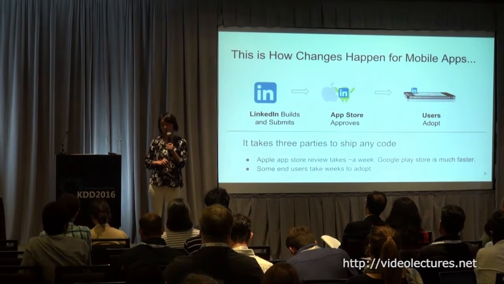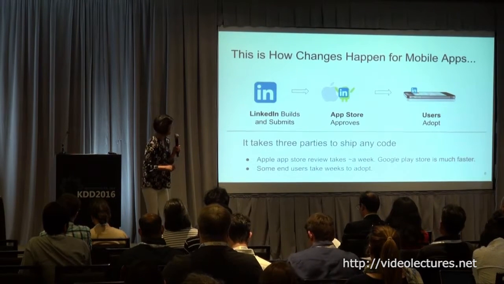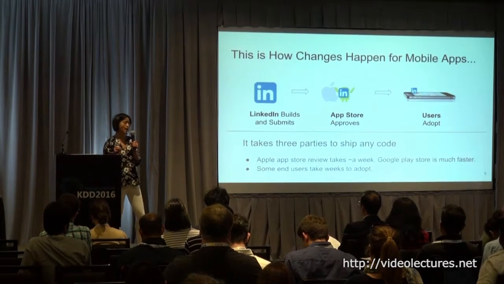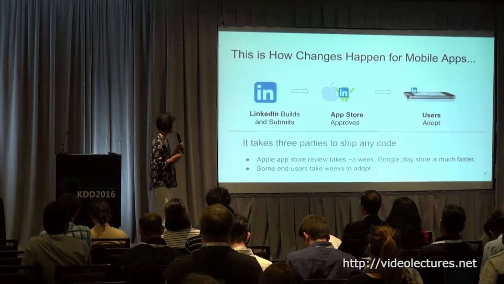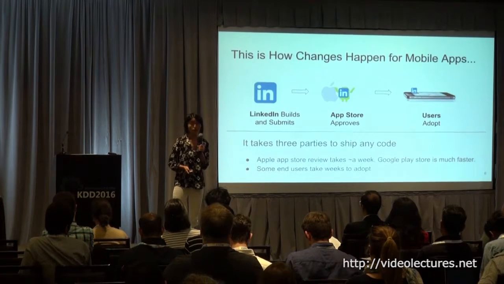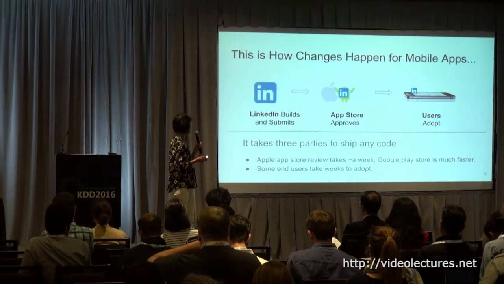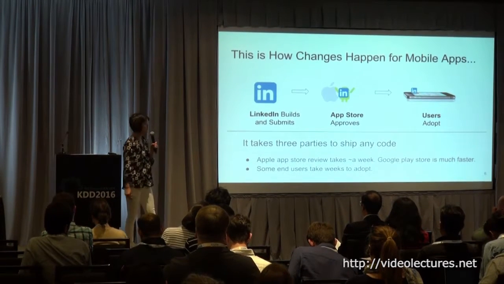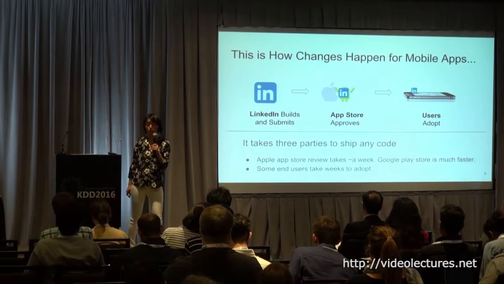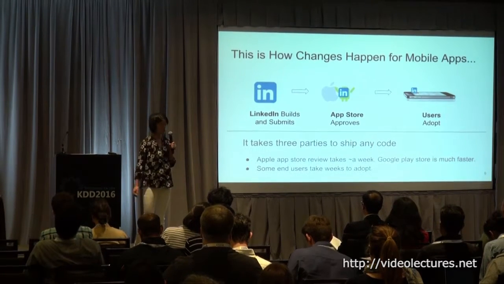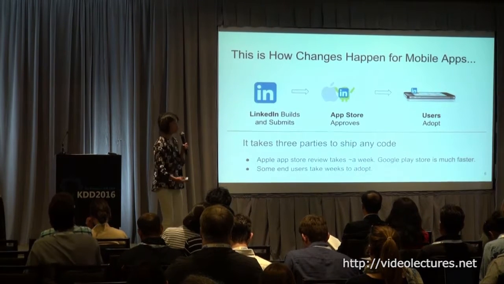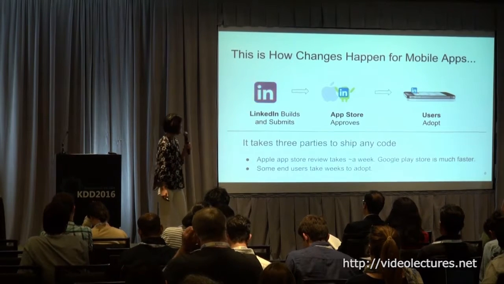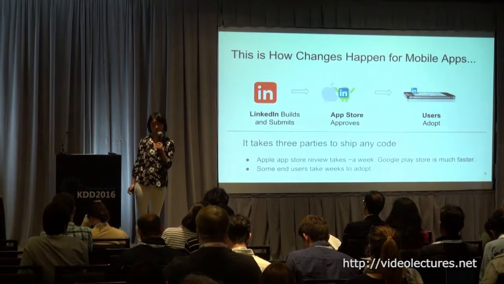But the story is a little different with mobile app. With mobile app, any code change actually takes 3 parties to ship. First of all, LinkedIn has to build and submit the build to the app stores. The app stores, in particular the Apple Store and the Android Play Store, have to approve it. And then the user actually has to adopt. So it literally is a 3-step process.